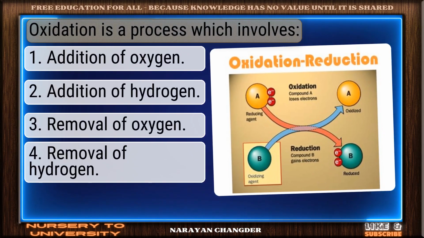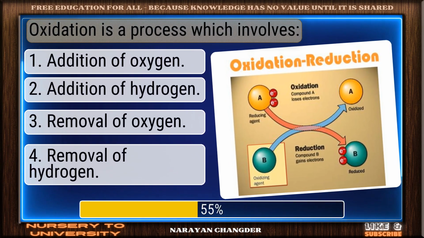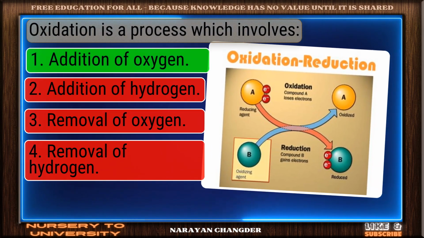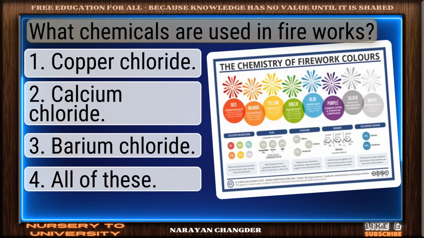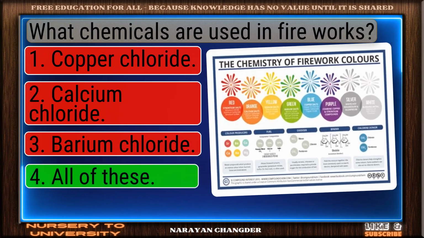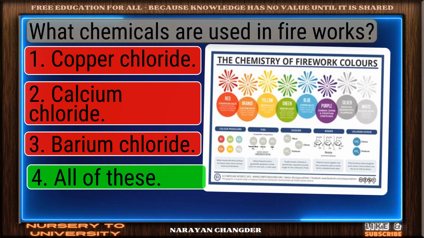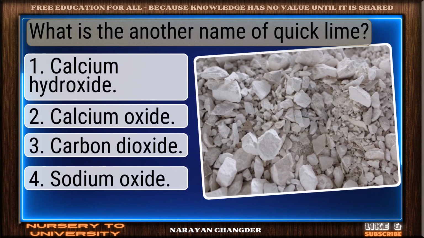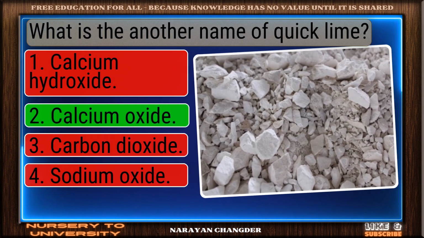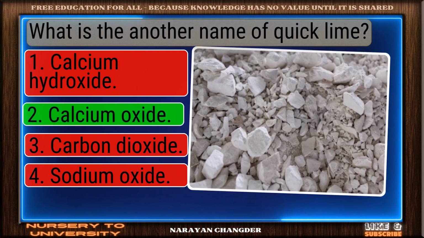Oxidation is a process which involves. Smart pick. Addition of oxygen is correct. What chemicals are used in fireworks? Correct response. All of these is accurate. What is the another name of quicklime? On track. Calcium oxide is correct.